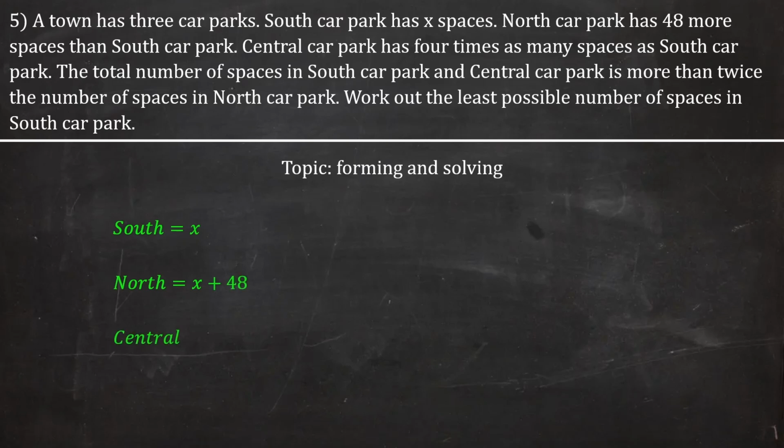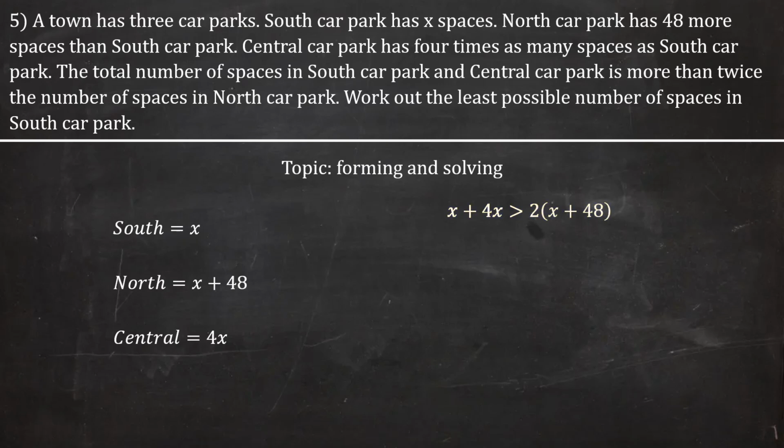And then the central car park has 4 times the amount of space as south, so that will be 4x. Then we're going to set up an inequality and solve based on what the question is telling us. The total number of spaces in the south car park, so that's x, and the central car park, so x plus 4x, is bigger than twice the number of spaces in the north car park, so 2 times x plus 48. Remember to use a bracket because it's a composite term.